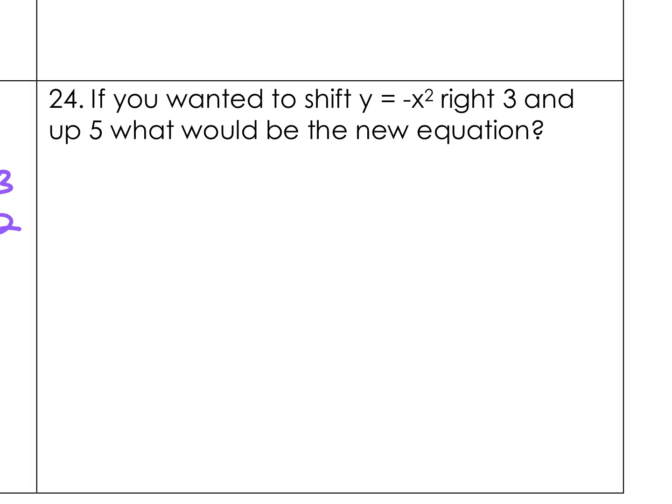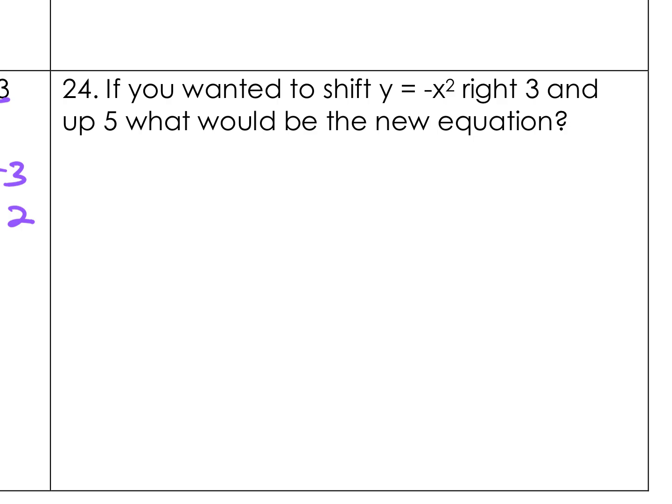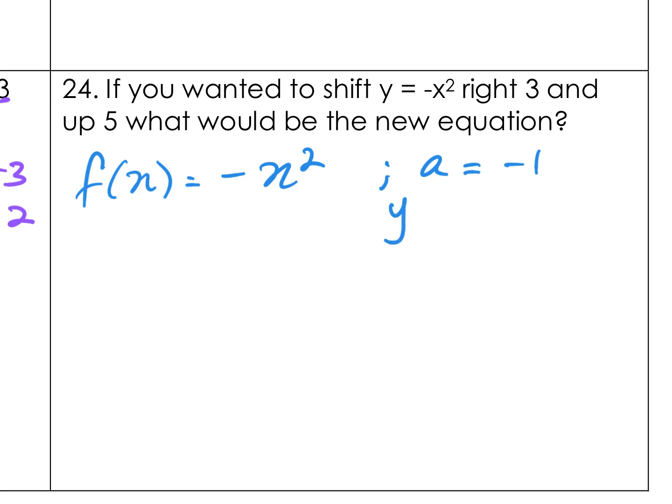Number 24, if you wanted to shift y is equal to negative x squared, right 3 and up 5, what would be the new equation? Now, I would like you to notice something in here, that the f of x is actually reflected, negative x squared. It means to say that our a in here is equal to negative 1. So if you're going to look at or remind yourself about the vertex form of our quadratic equation in here, or function rather, a times x minus h squared plus k. So our a in here is negative 1, that one. Okay, so let's now create our g of x.